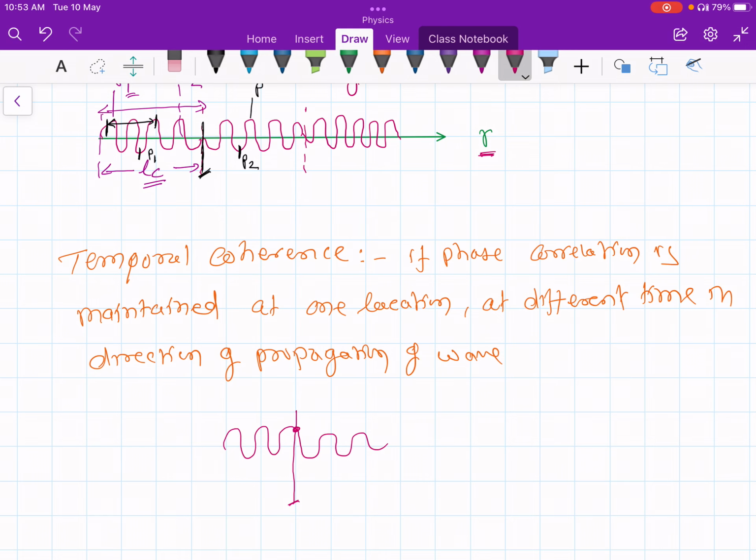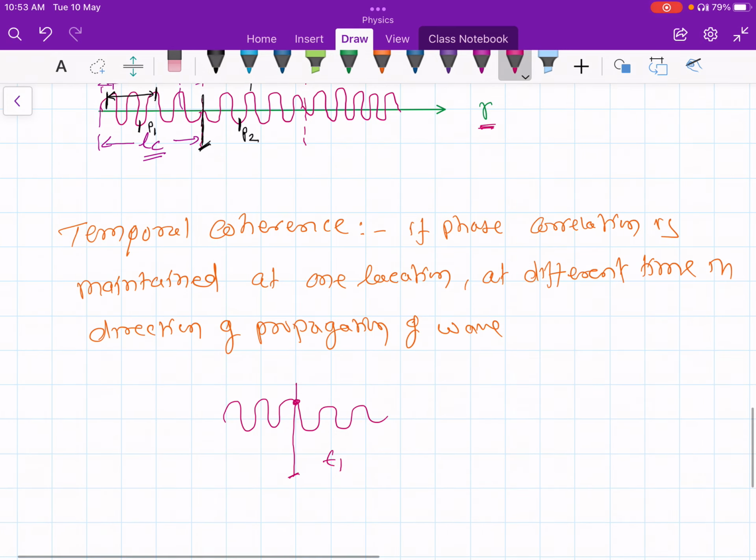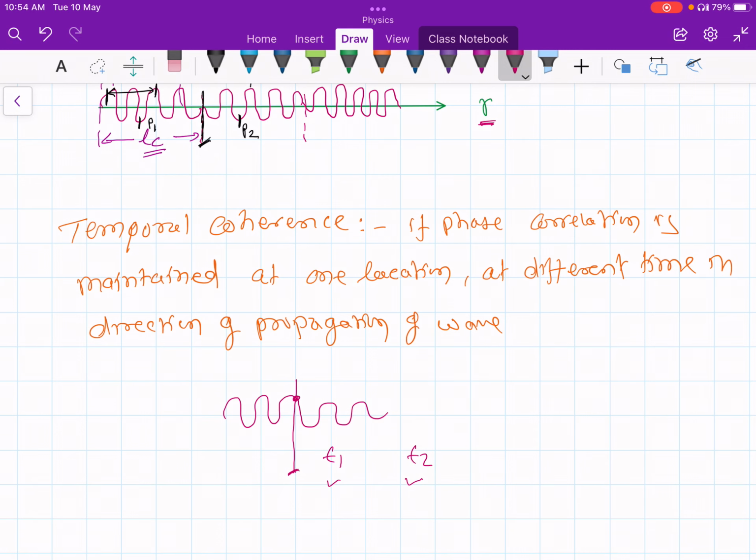For example, at any instant t1, if we know the phase at that location, then at some later instant t2, the phase changes. But if you can maintain the full phase correlation at one location but at a different time, then there is temporal coherence. And it is possible to maintain the phase correlation at a different time but at one location only if the difference between these two times is less than the coherence time. If it is less than the coherence time, then the phase correlation is maintained at this location but at a different time.